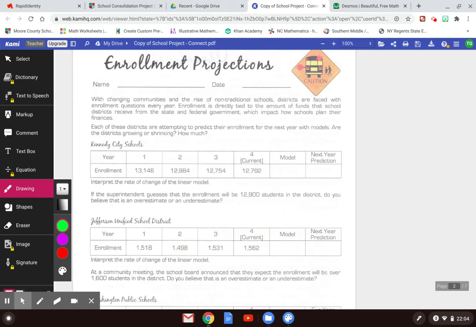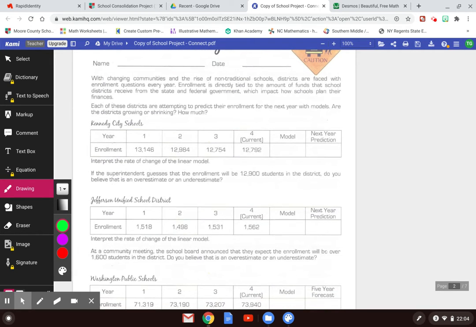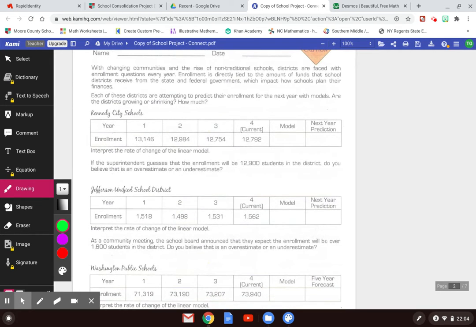So if you look here at enrollment projections, it says with changing communities and the rise of non-traditional schools, districts are faced with enrollment questions every year. And enrollment is directly tied to the amount of funds that school districts receive from the state and federal government, which impacts how schools plan their finances. Each of the districts are attempting to predict their enrollment for the next year with models. Are the districts growing or shrinking, and by how much? Okay, so if you look here, you have a table of values, and you've got the years 1, 2, 3, 4, and then you've got the numbers of enrollment here.